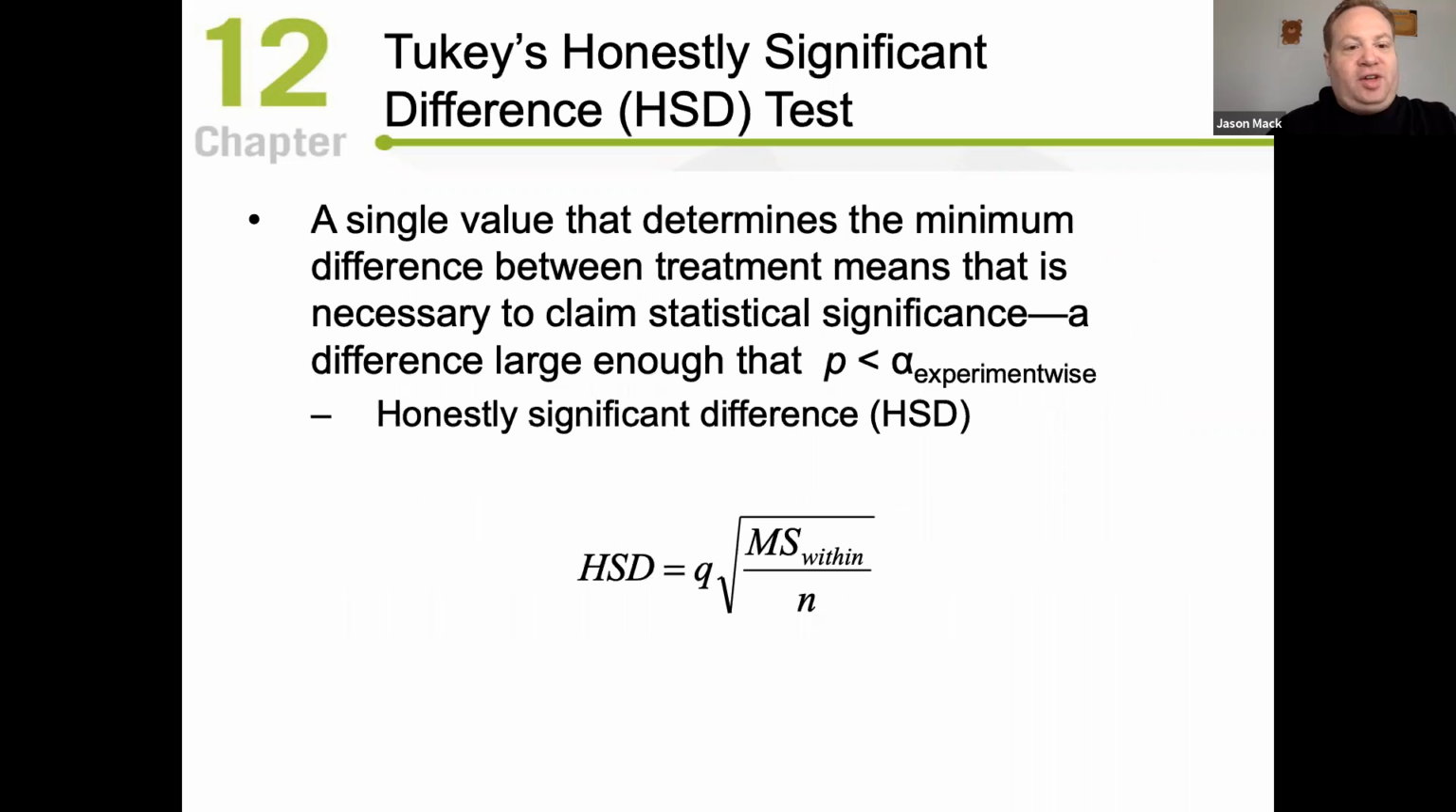Tukey's honestly significant difference test. This is a single value that determines the minimum difference between treatment means that is necessary to claim statistical significance, a difference large enough so that p is less than the experiment-wise alpha. HSD is equal to q times the square root of MS within divided by n.